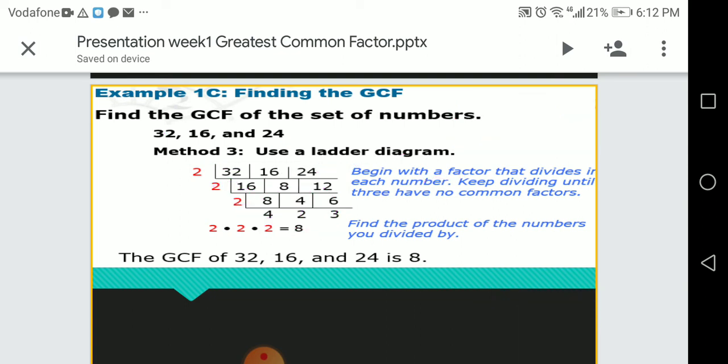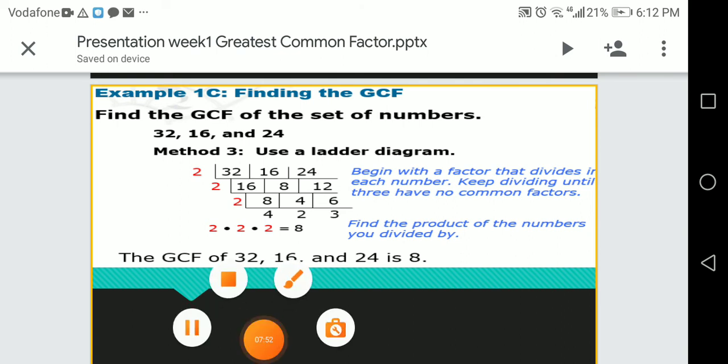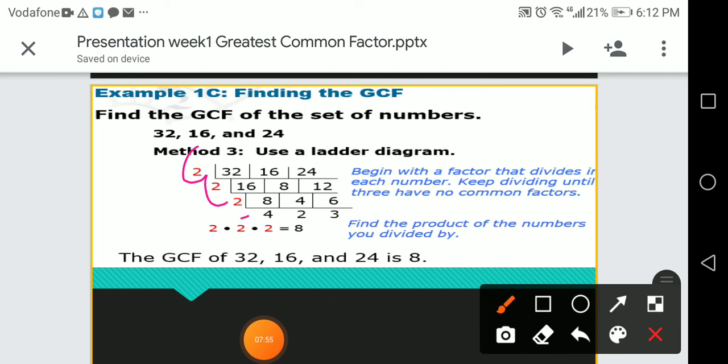Let's clear all of that. Okay, guys. So, the common factors here are 2, I want the marker. 2 multiplied by 2 multiplied by 2 is 8. You choose the easiest one for you and solve the problem by using the easiest method for you.